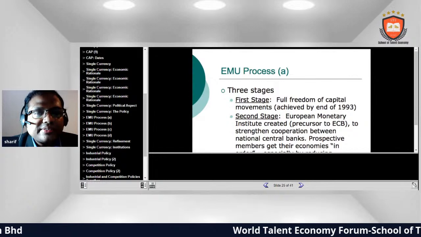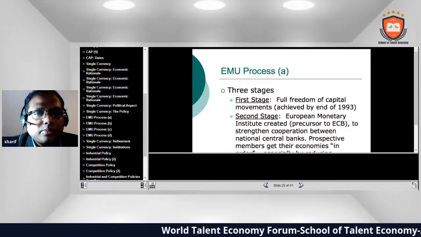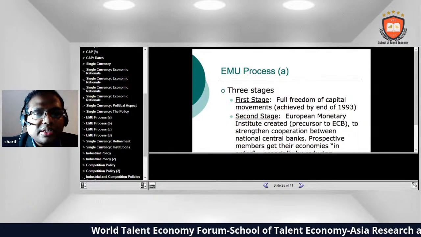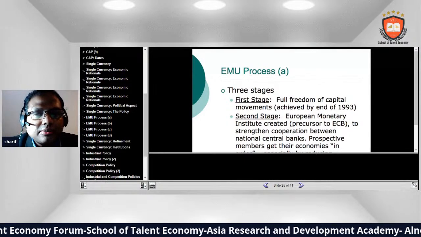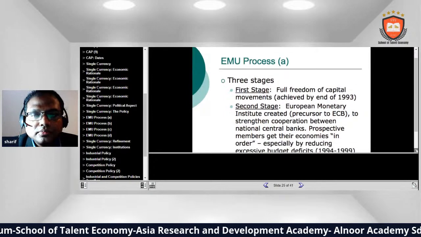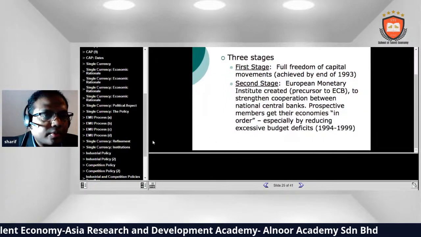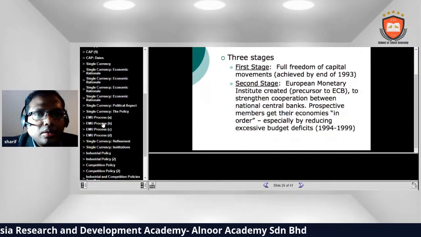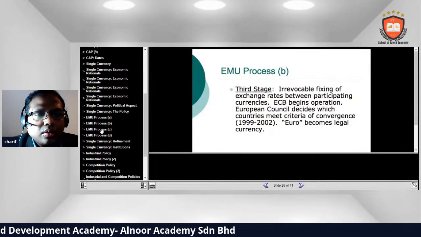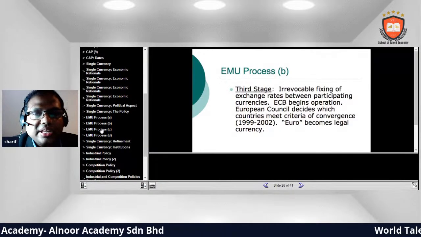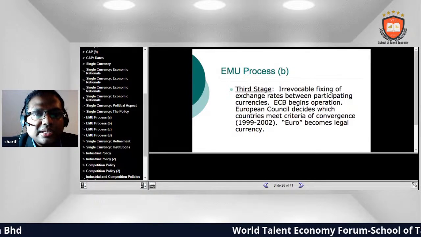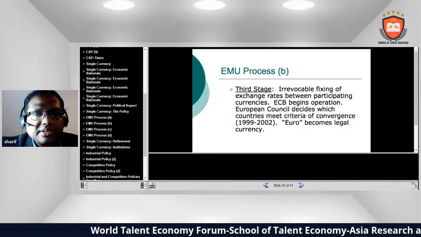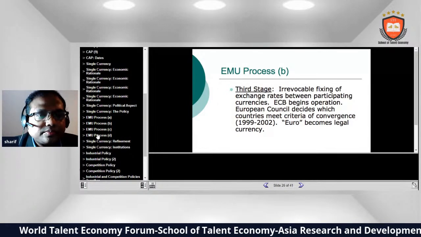EMU process, three stages. First stage, full freedom of capital movement. Second stage, the European Monetary Institute is created to strengthen cooperation between national central banks. Third, irrevocable fixing of exchange rates between participating currencies, the ECB begins operation, and the European Council decides which currencies meet the criteria of convergence.